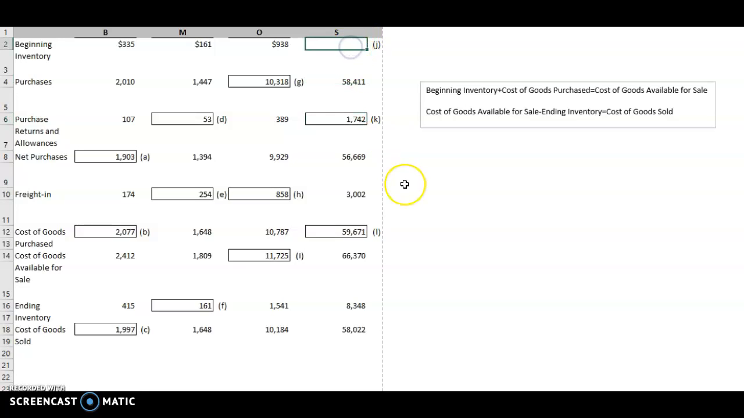So now when we're finding beginning inventory, we take our cost of goods available for sale, which is $66,370, and we are going to subtract our cost of goods purchased, which are $59,671, and that's going to give us $6,699 worth of beginning inventory.